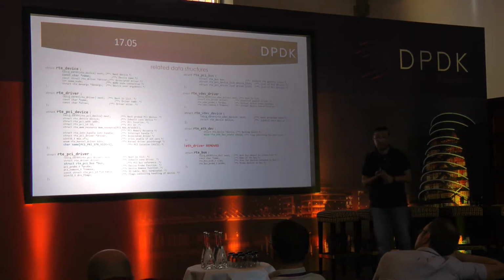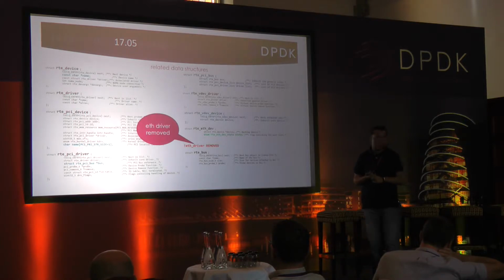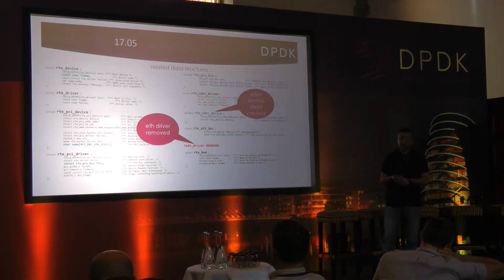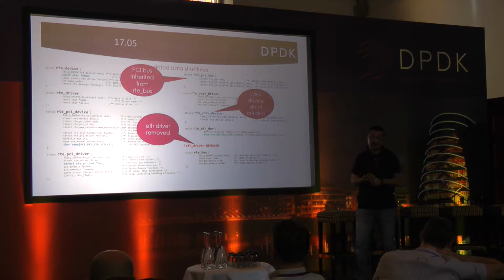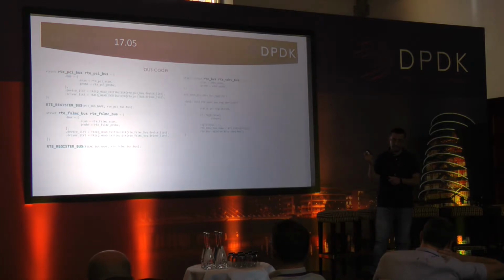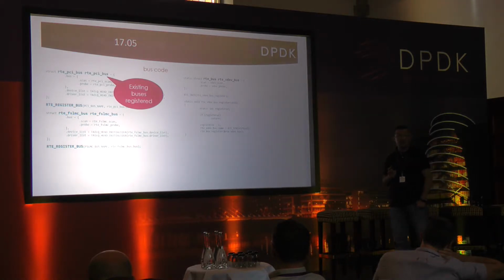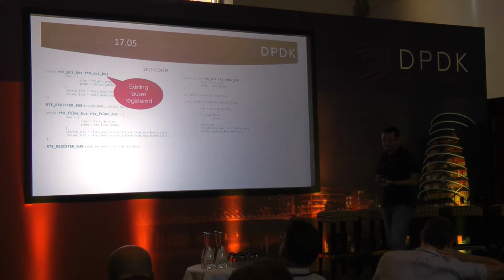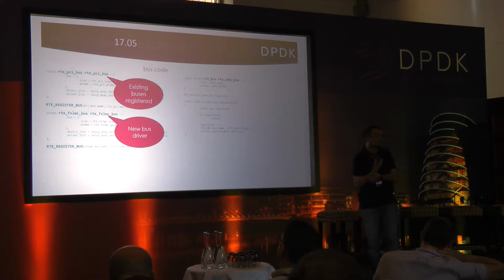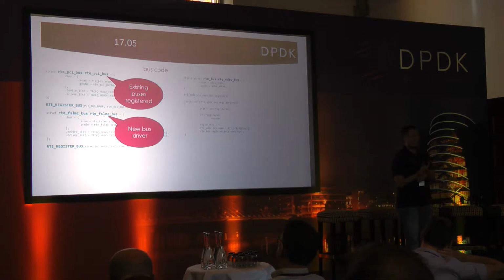One more release later, 1705, the ETH driver was completely removed. The VDEV device structure is now created, and the PCI bus inherited from the RTE bus. So now we have a PCI bus, a bus kind of thing. Now we have a bus code. Here we register our buses. So PCI has been registered using those structures. Virtual dev is registered and the NXP bus registers itself.